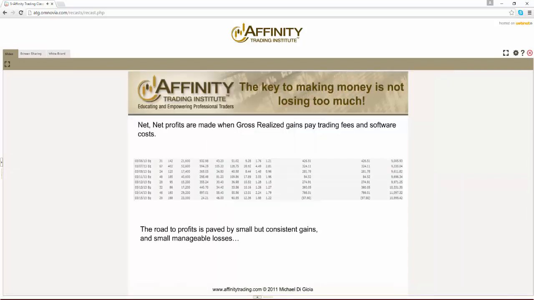So guys, the key to making money is not losing too much. Net profits are made when gross realized gains pay trading fees and software costs. The road to profits is paved by small but consistent gains and manageable losses. Okay? So guys, you really need to focus on making bite-sized gains, but consistently. And that's what we try to teach you, is how to consistently make money in the market. Okay?